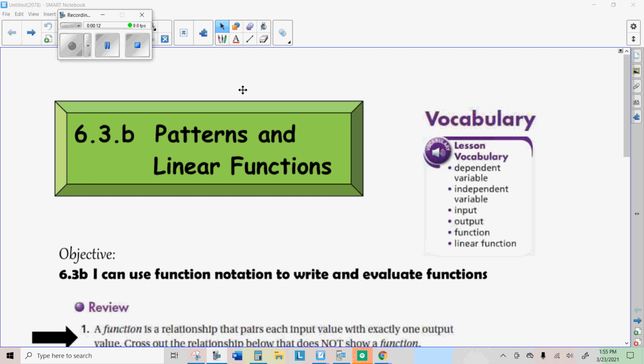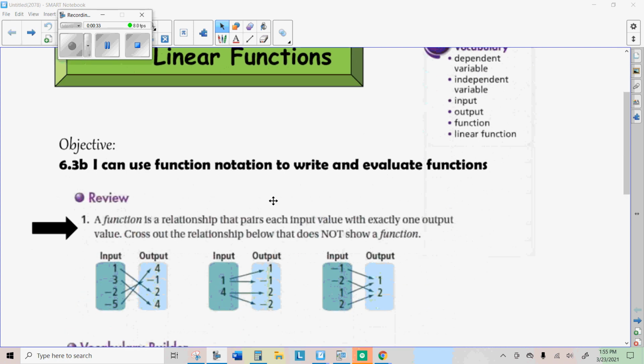Today we're going to do lesson 6.3b, patterns and linear functions. Basically, a function is an equation, but you can use a graph to represent a function, or a table, or just words, just like you could with equations. We're going to find out that it's actually a specific kind of relationship between two variables. And we're going to learn how to represent something that is a function using notation.